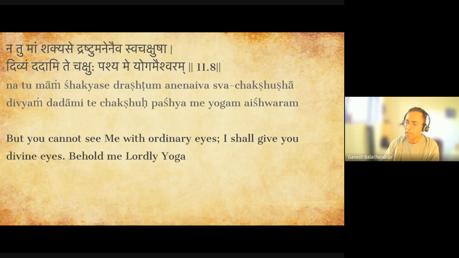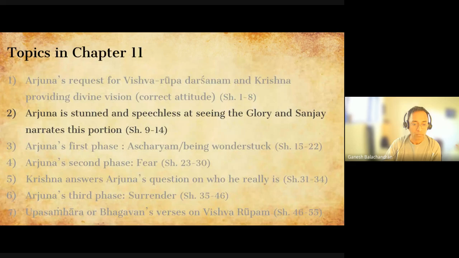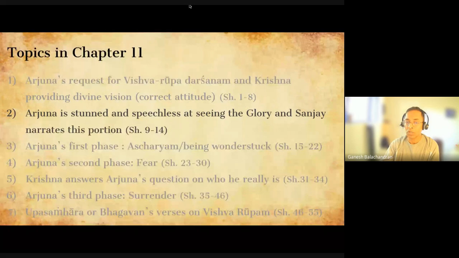In fact, some people interpret this tilakam that people put as a symbol of divya chakshu. Divya chakshu gives attitudinal change. And once that attitudinal change happens, you relook at the same world in front of you, Mama Yogam Aishwaram, and you'll see divine glory. Okay. So with this, Arjuna's first request and Krishna giving him divine vision is over.